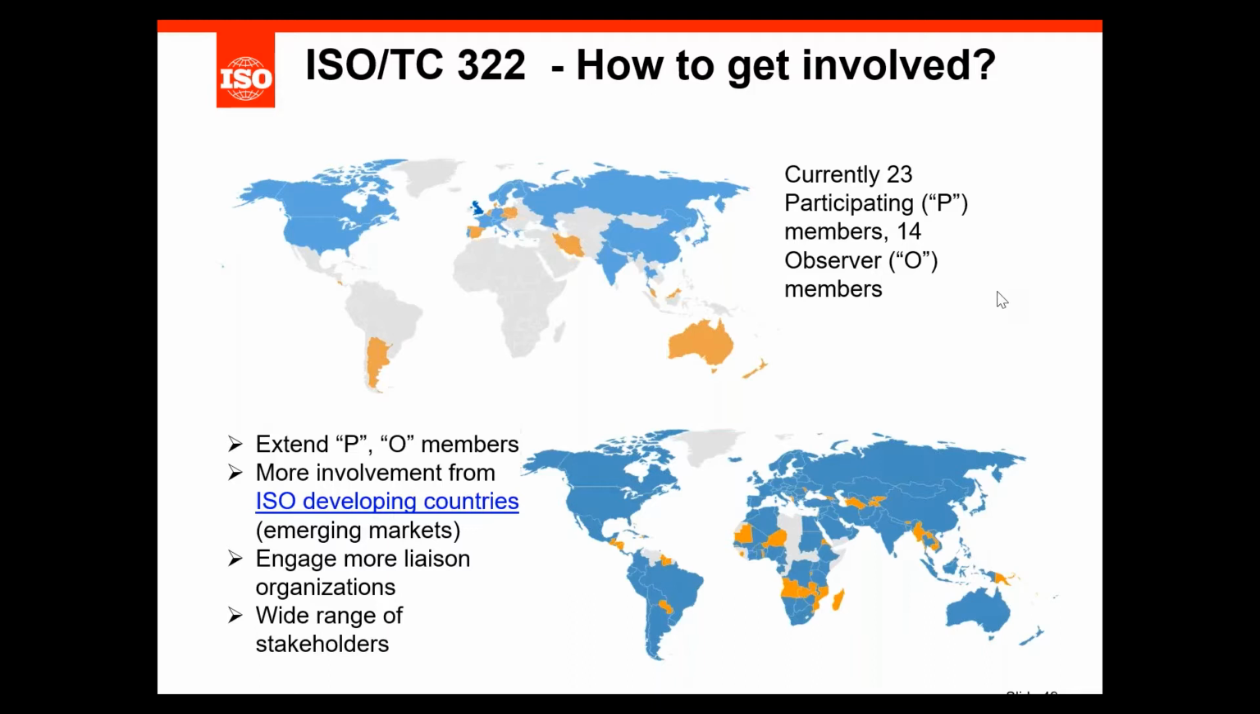Firstly, the membership structure, as Peter mentioned, we've got 23 participating members and 14 observer members out of our 164 ISO member bodies. We've got currently 11 external liaison organisations involved. So we're pleased with the membership to date as a relatively new technical committee, but obviously very keen to build up the range of stakeholders involved in our work, not only within the existing membership, but to involve new members and new liaison organisations, and also particularly with what ISO terms developing countries.